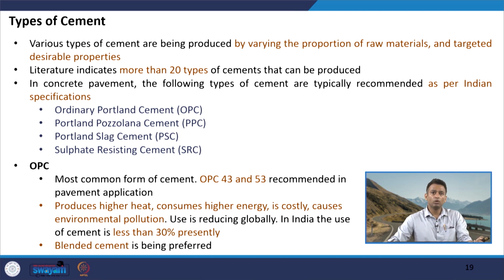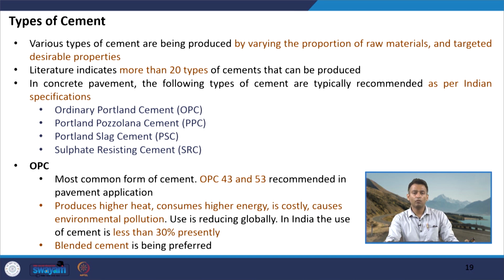It also consumes higher energy because we are making the mixture in the kiln, which is heated to a temperature of about 1400-1500 degrees Celsius. It is costly on one hand because of the involved manufacturing process. Also, it causes environmental pollution. If you remember the calcination process, under which these materials get fused together and form new products, a lot of CO2 is emitted, and this finally causes environmental pollution.